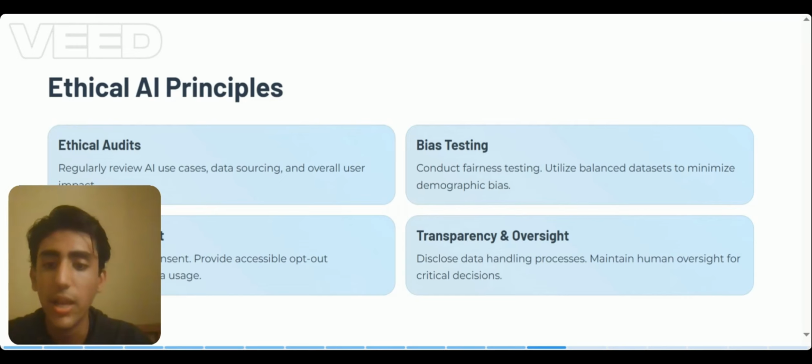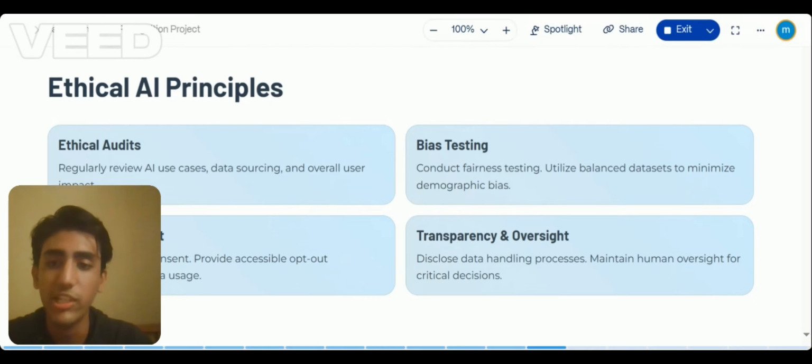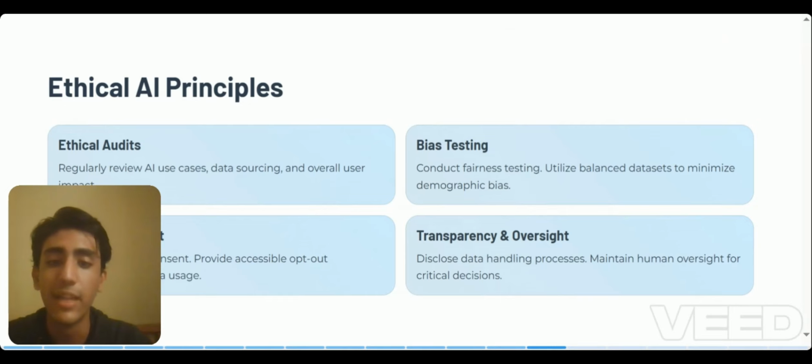And currently I know my window is actually blocking out one of these points. There are four main points: there's ethical audits, there's bias testing, informed consent, which is the one actually being blocked out. So if I move, I can't. Okay. Informed consent and transparency and oversight.